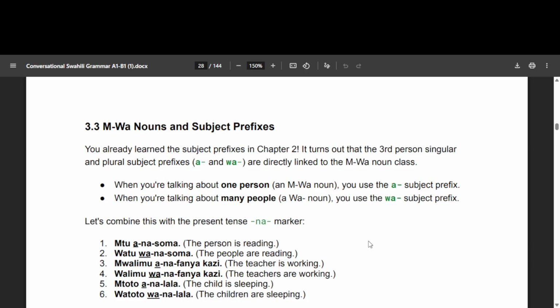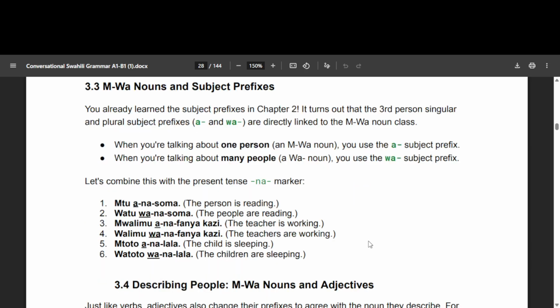3.3. The m-wa nouns and subject prefixes. You already learned the subject prefix in chapter 2, remember? It turns out that the third person singular and plural subject prefixes, the a and the wa, are directly linked to the m-wa noun class.